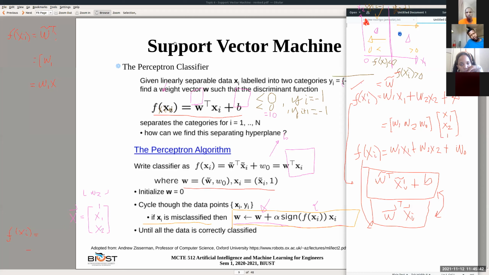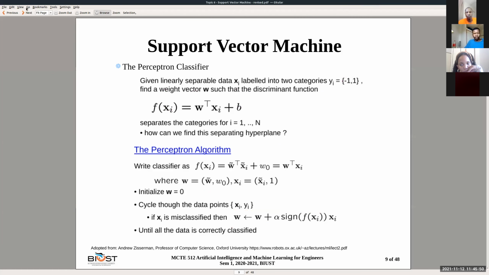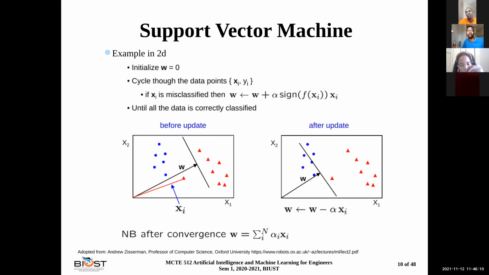Okay, let's continue. We'll have a break at 12 o'clock. So we are done with this one. If there's a misclassification, we will update the value of w until we correct it. We keep on correcting w until we get all the classifications correct.